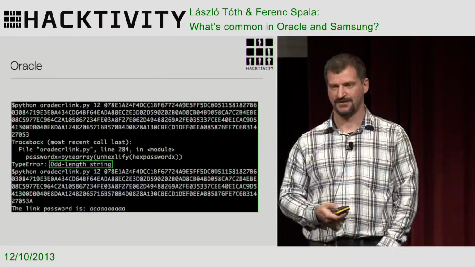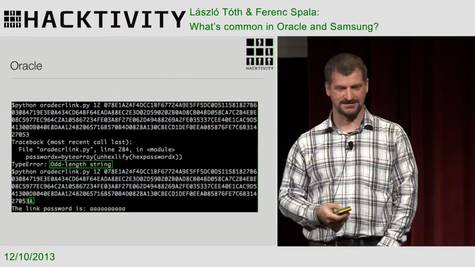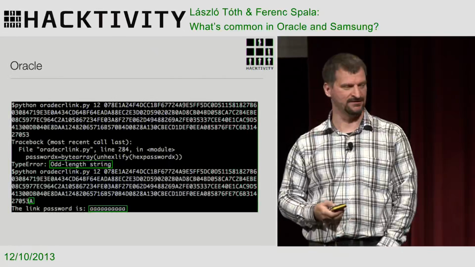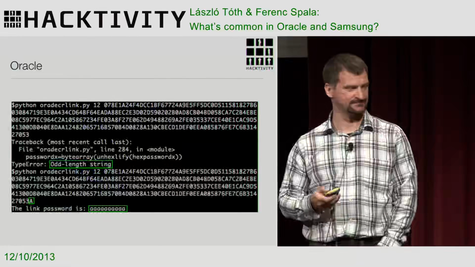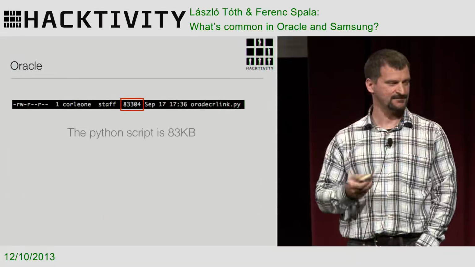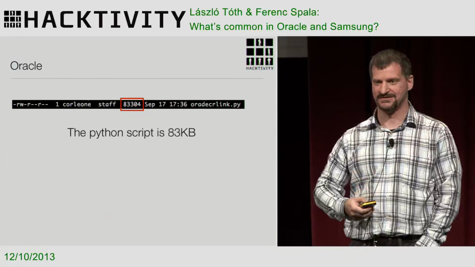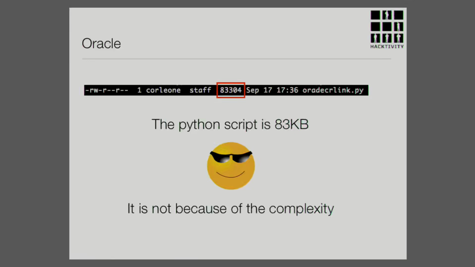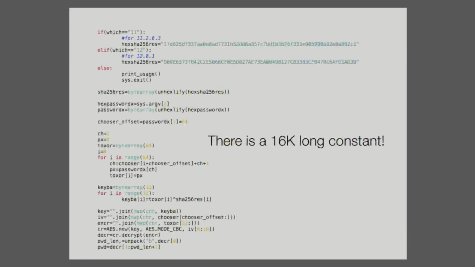Fortunately enough, the algorithm is so robust, you can put any hex character at the end, and it will decrypt it. The algorithm is so robust, the Python script itself is 83 kilobytes long. OK, I'm joking. It is not long because of the algorithm complexity. The algorithm itself is fairly simple. It takes only one page.